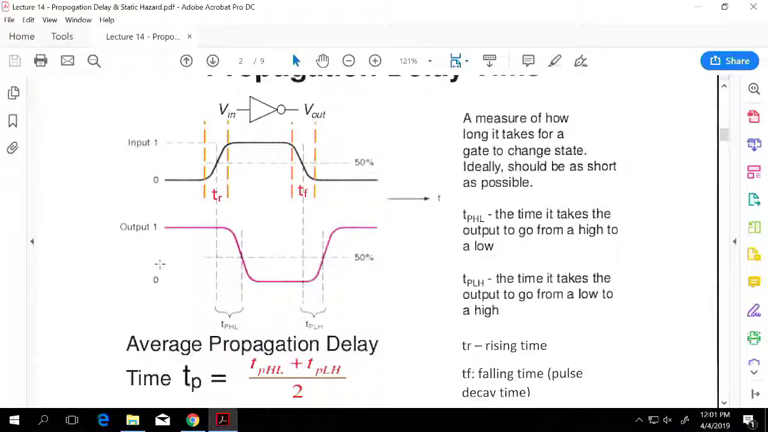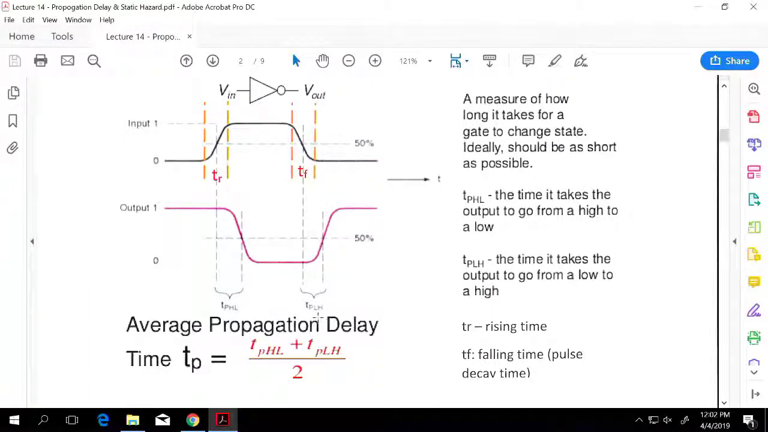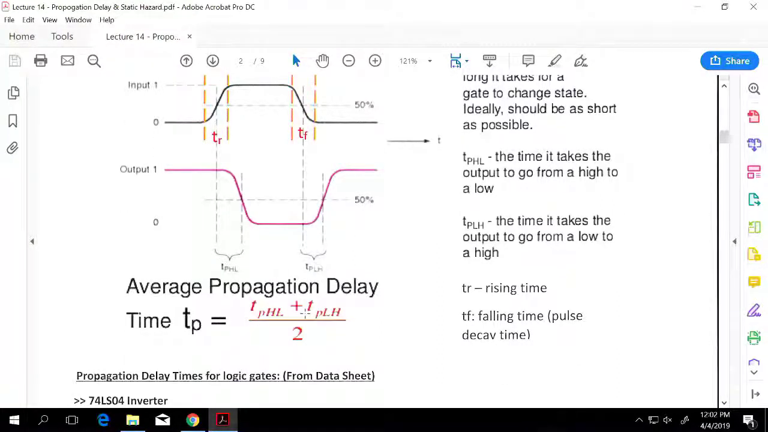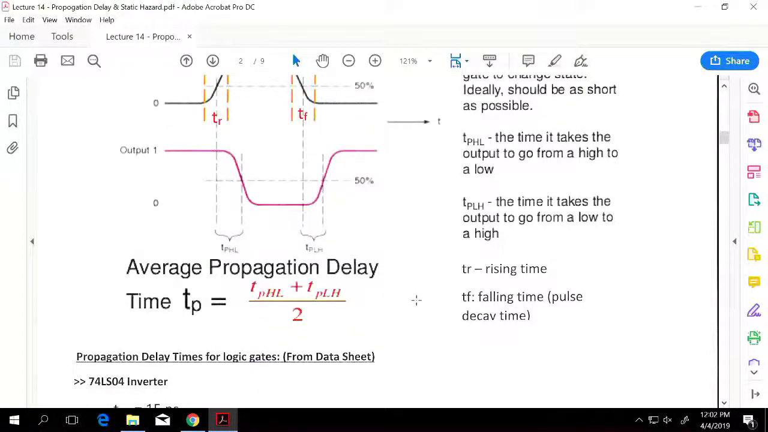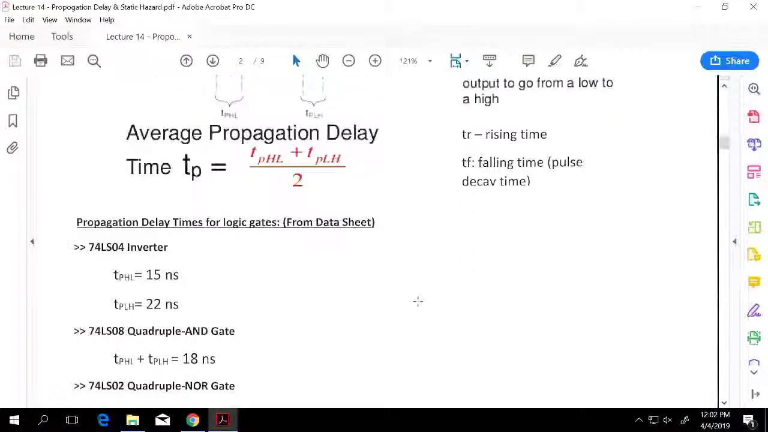Two things here that you need to learn. TPHL is the time delay for the logic going from high to low. Notice it's going from high to low, so this time period is known as TPHL. Similarly, when logic goes from 0 to 1, it doesn't go straight up. It takes some kind of progression and goes to the high level logic, and that time is referred to as TPLH, going from low to high. The manufacturers take a mean of these two values and come up with an average propagation delay for different kinds of chips.